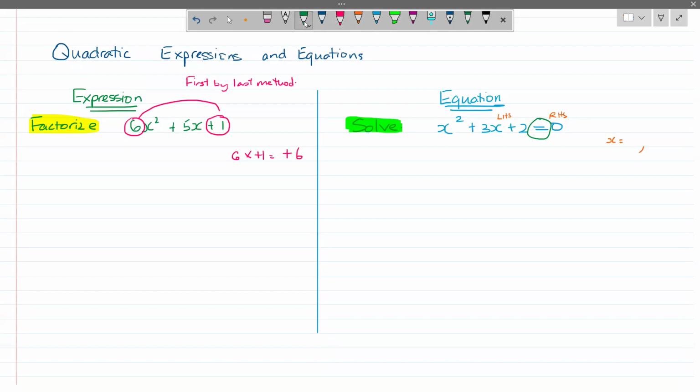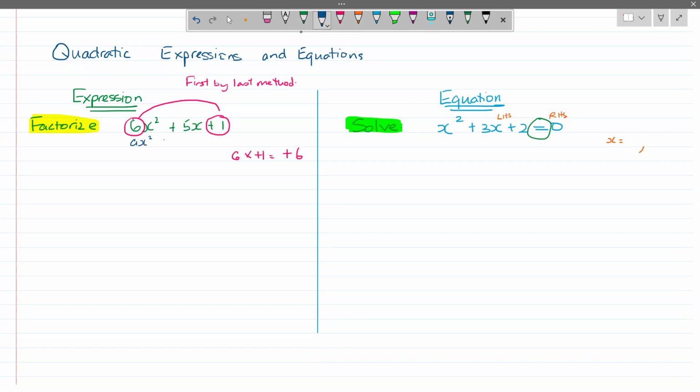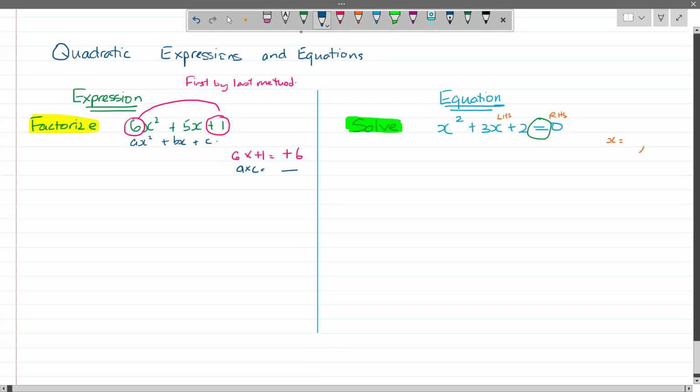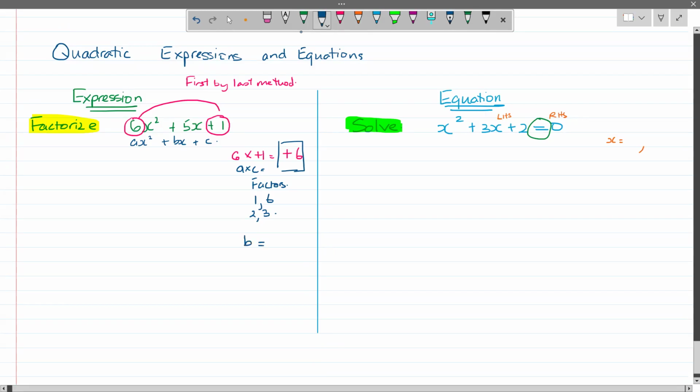Now, the general form of a quadratic expression is that we have ax squared plus bx plus c. So what we're really working out here is a by c, right? And we get its value. We want to find factors of this 6. So factors of 6 include 1 and 6 and 2 and 3. But we can't just choose any random factors. We want factors that could give us what b is. B in this case is 5.